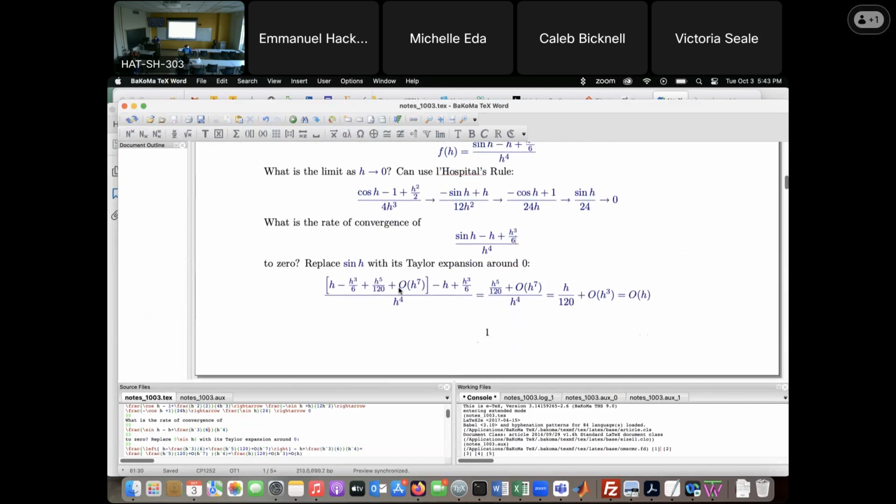So you're talking about the remainder term? If all you care about is the rate of convergence, as in it's big O of something, so you're not really concerned with constant factors like this 1/120th, then you might as well just do this.